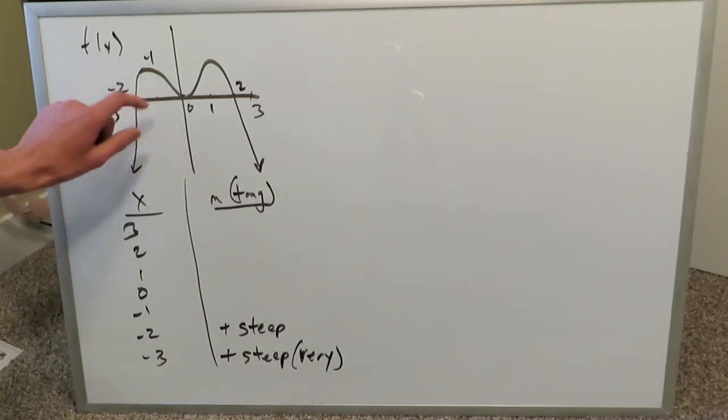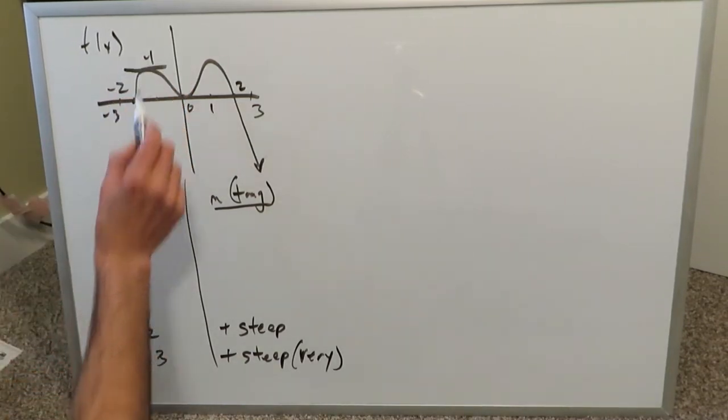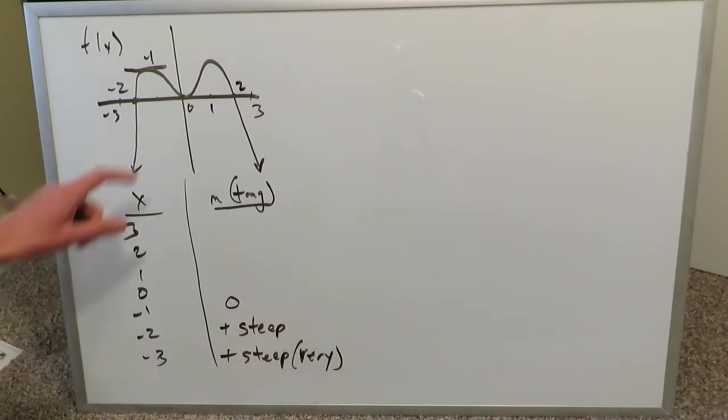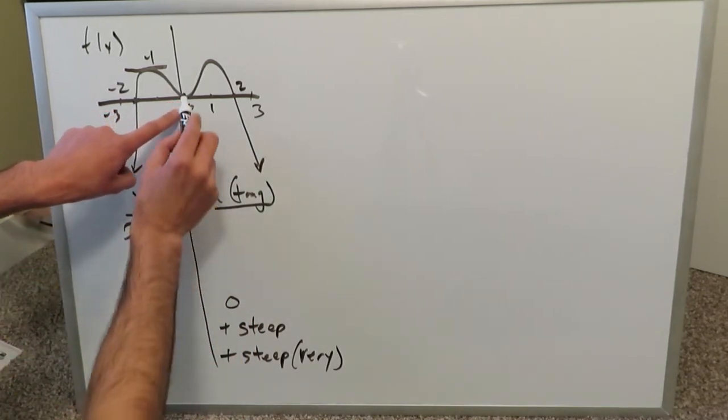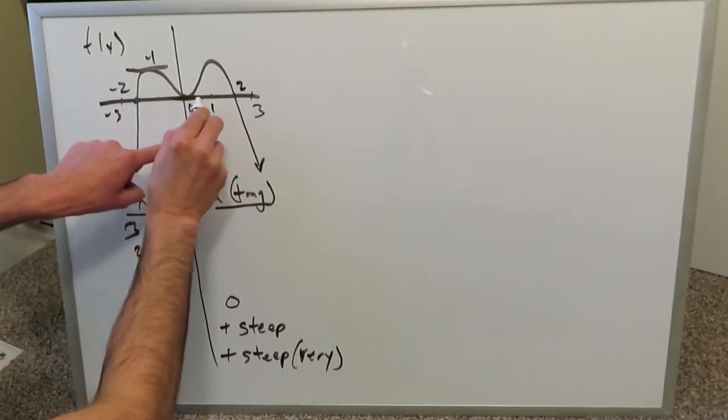At a minus 1, if I were to draw a tangent line, it looks relatively flat, and it's 0. At 0, I draw a tangent line, it comes out flat.